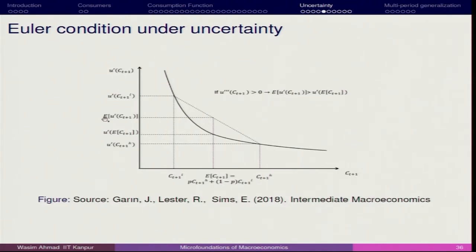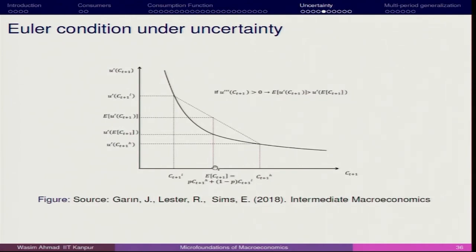Here we are trying to see the expected marginal utility of future consumption. This is the midpoint. Since we do not have any uncertainty in the current period, we are not considering that; we are only dealing with the future period. So, in the case of the future period, this is how it looks. Here you have C_{t+1}, the future period consumption, and the marginal utility of future period consumption, because this is where we are struggling because of the two scenarios that we are introducing. As long as the third derivative with respect to C_{t+1} is greater than 0, we can have the expected marginal utility of future consumption greater than the marginal utility of expected future consumption. This is the difference that we have.